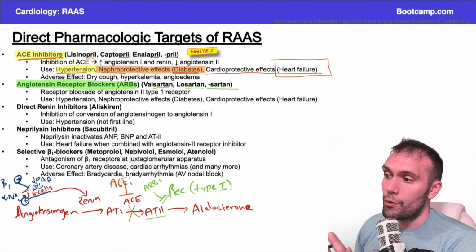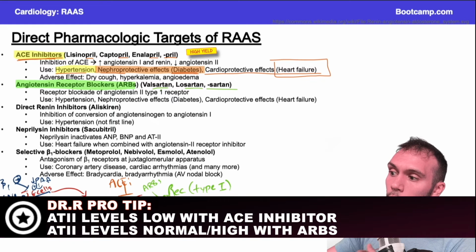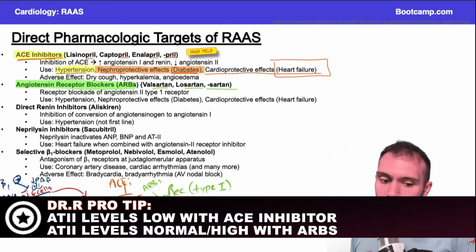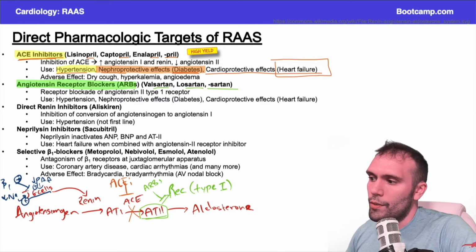Here's the thing that's confusing. If you give somebody an ACE inhibitor in a board question, their angiotensin 2 levels should be low. If you give them an ARB, the angiotensin 2 levels should actually be high, right? Because you're not decreasing the angiotensin 2 formed. That's the big point to remember here. So the angiotensin 2 levels will generally tend to be normal or elevated.